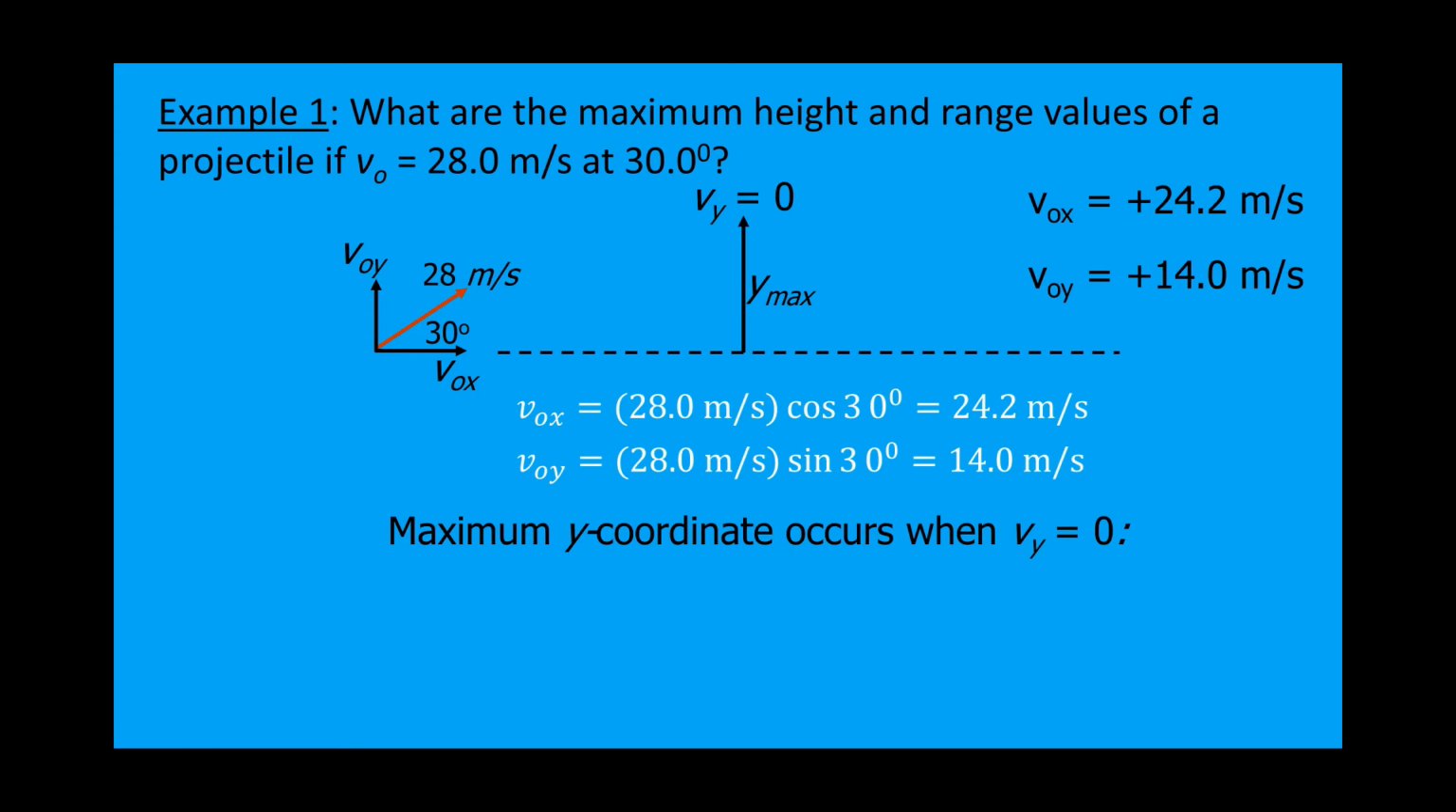It would still be moving 24.2 meters per second horizontally relative to the ground, but it would have no vertical velocity at the peak. So knowing that it has no vertical velocity at the peak gives us a number we can use. We now know the initial vertical velocity is 14 meters per second. We also know at the peak, the velocity is 0 meters per second. So we know two velocities. What else do we know vertically?